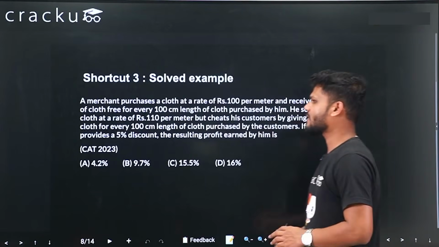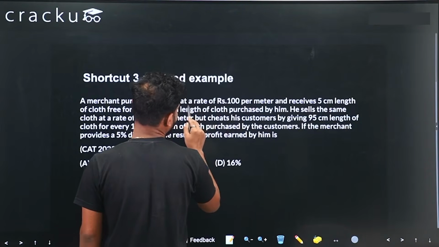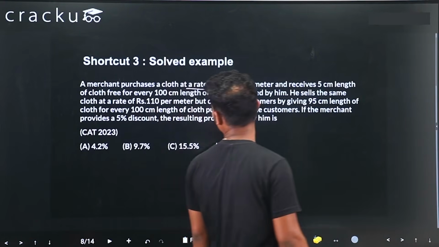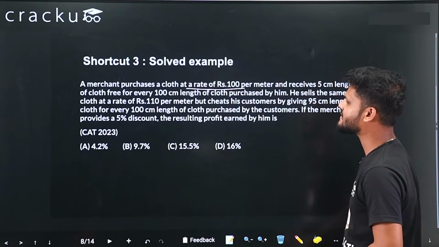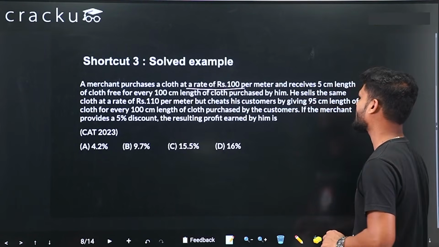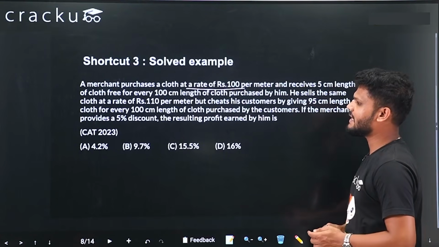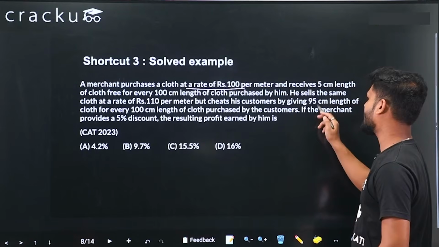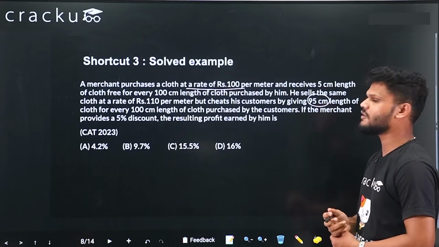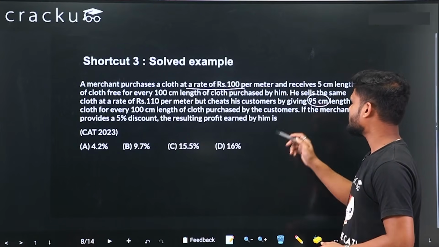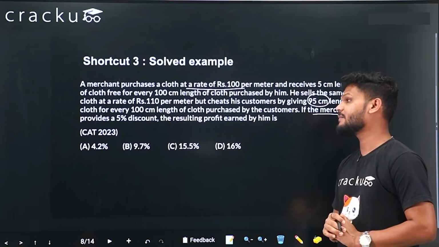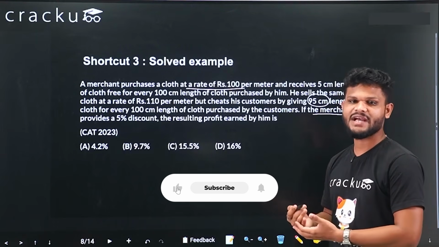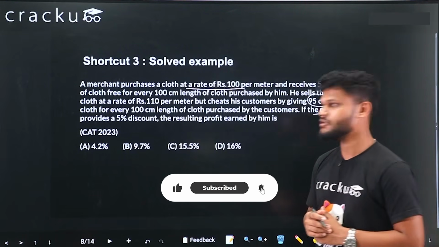This tells that a merchant purchases a cloth at a rate of rupees 100 per meter and receives 5 centimeter length of cloth free for every 100 centimeter length of cloth purchased by him. He sells the same cloth at a rate of 110 per meter but cheats his customer by giving 95 centimeter instead of 100 centimeter. If the merchant provides 5% discount, find the resulting profit earned by him. So we will make the fractions for each and everything. So let us see.